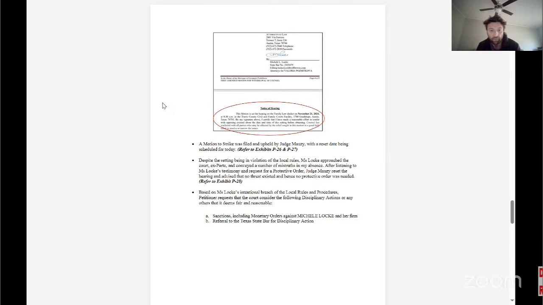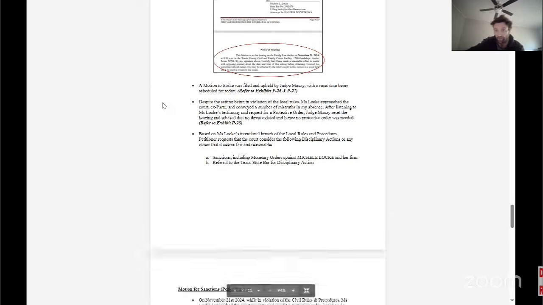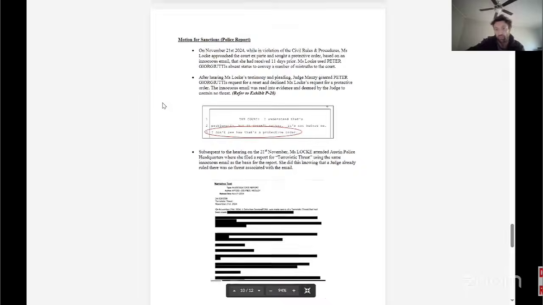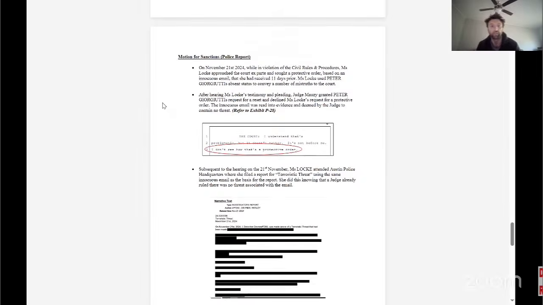Based on this breach of the local rules and procedures and her intentional actions around this, I am seeking sanctions against Ms. Locke and her firm. I would also like her to be referred to the Texas State Bar for disciplinary action. I'll just continue and finish up with this page if that's okay, Your Honor. It's relating to the motion for sanctions.